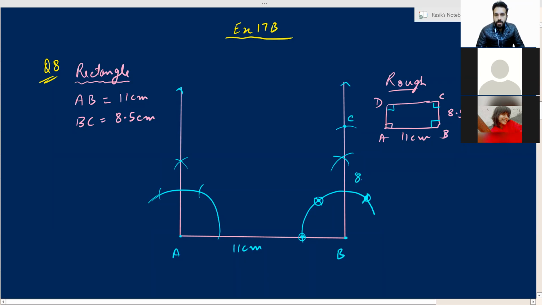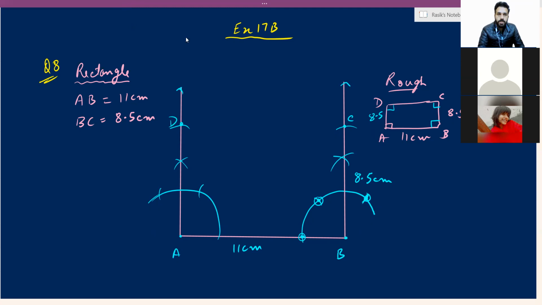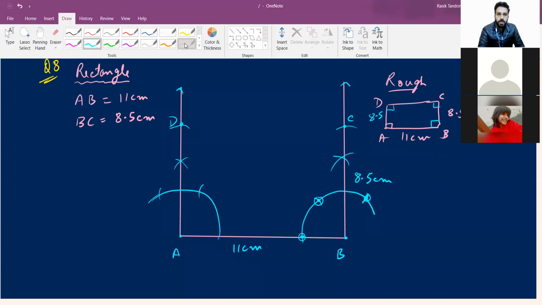Now we have got this length, 8.5 centimeters. Same thing we have to do from the vertex A also, because opposite sides of a rectangle are equal. So this is also 8.5. Again take 8.5 without changing the radius, and from vertex A draw an arc at a distance of 8.5 centimeters. So this is your vertex D. Now just join C and D, you will get the rectangle.